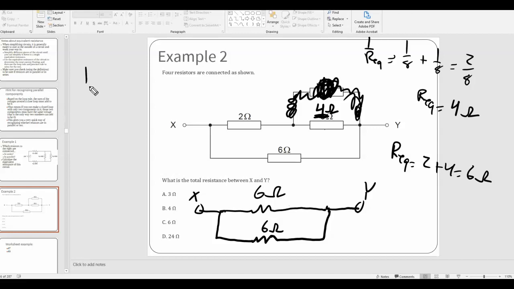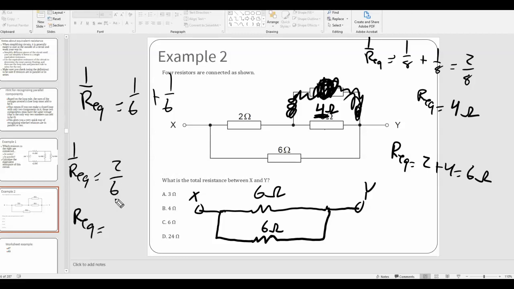And so the answer to the overall question, because once I simplify those two, I'm basically done simplifying, is 1 over 6 plus 1 over 6. Okay, so 1 over Req is going to be 2 over 6. So the overall Req is going to be 6 divided by 2, which is 3 ohms. And so the answer is A. Okay, so pause there if you need to look at that some more.